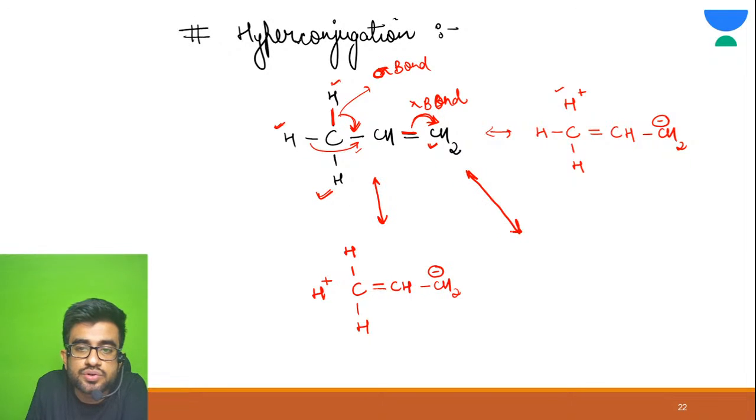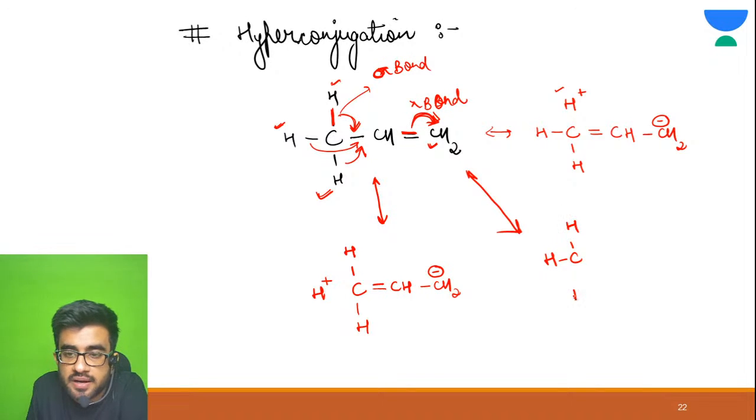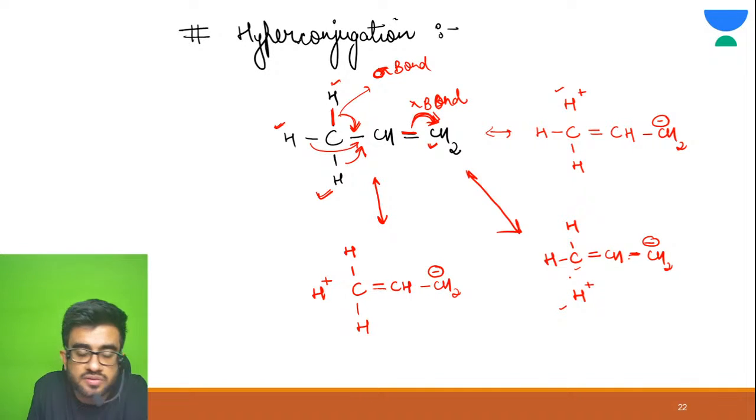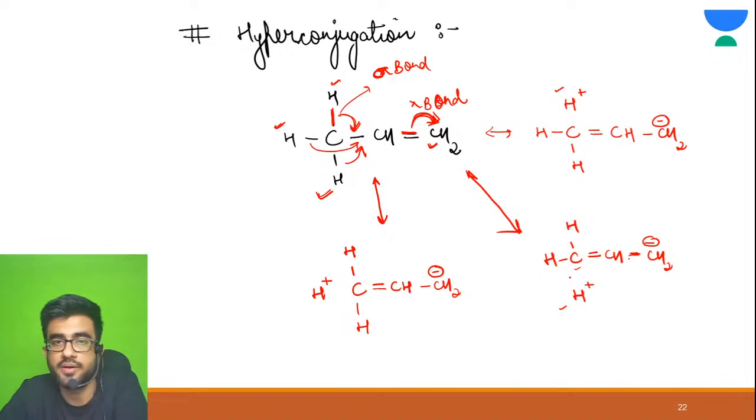Now similarly you must be thinking this carbon can also go like this. So you can draw like this also: this bond here and this pi bond here. CH, H, here it is positive, CH double, single bond CH2 negative. Now again this hydrogen and this carbon have no bond. Alright, so this is hyperconjugation.